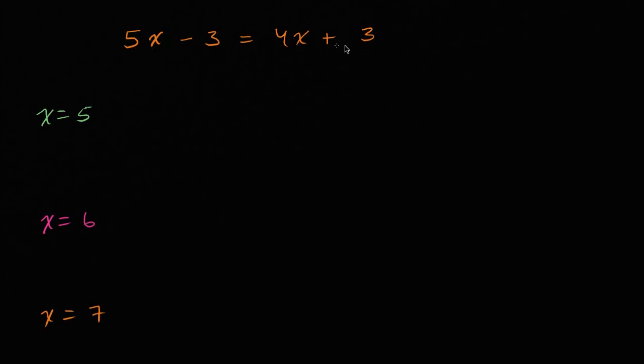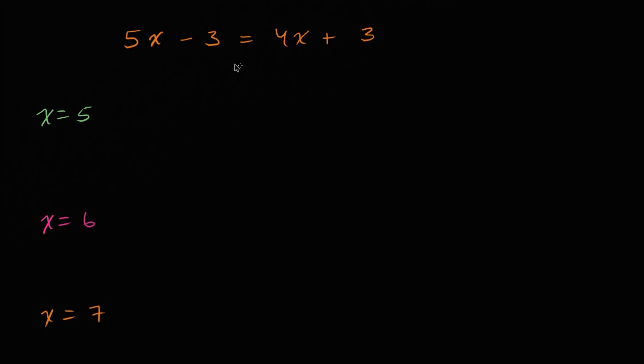So we've got an equation here. It says 5 times x minus 3 is equal to 4 times x plus 3. So what we want to do is figure out an x that satisfies this. So there's some number that if I take 5, multiply it by that number, subtract 3 from it, that's going to be the same thing as if I take 4 times that number and add 3 to it.